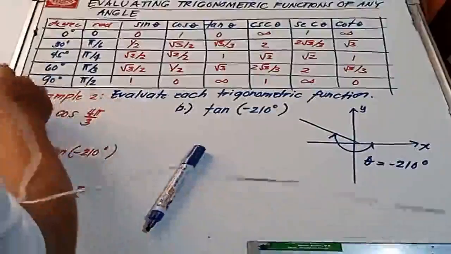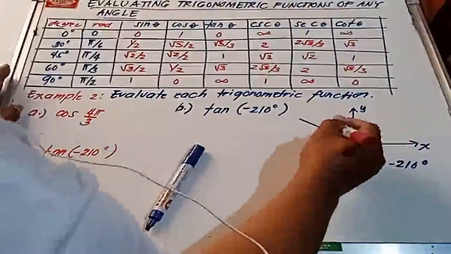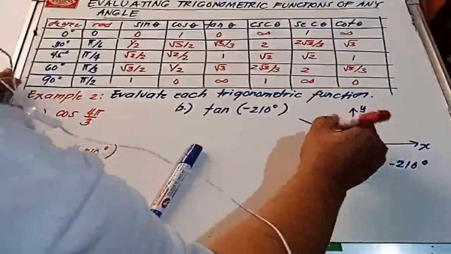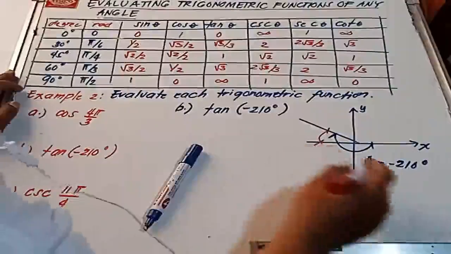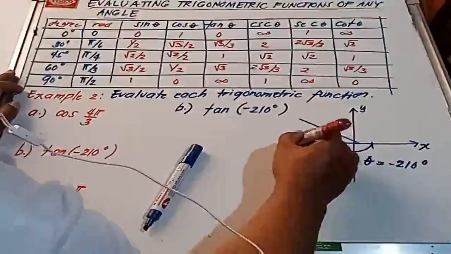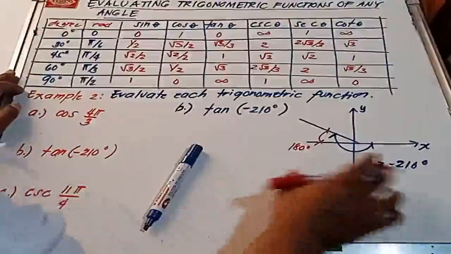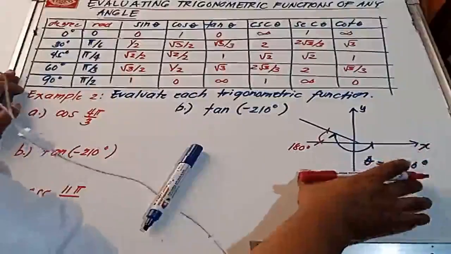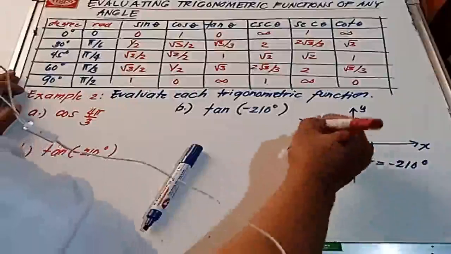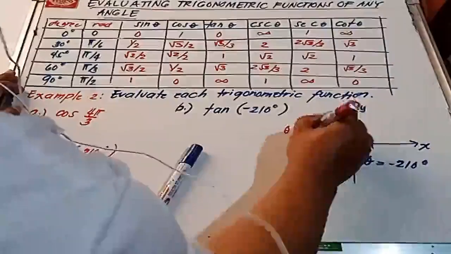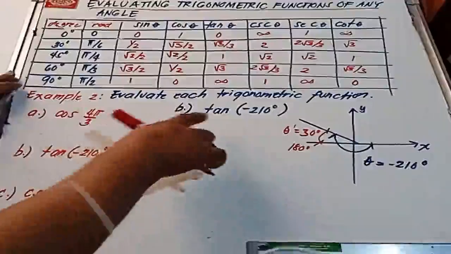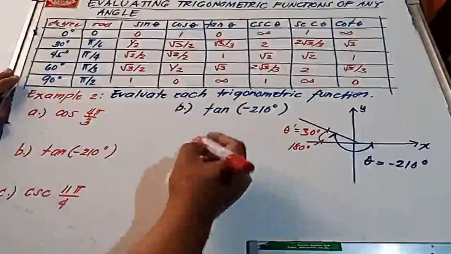So, ito yung kanyang reference angle. Okay? Reference angle natin ay ito. And that is equal to, this is 180. Okay? So, that is 210 minus 180, that is 30 degrees. Itong ating reference angle. 30 degrees. Now, we're going to determine tangent of 30 degrees.